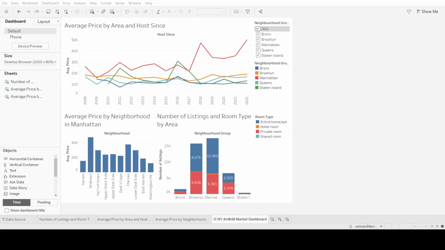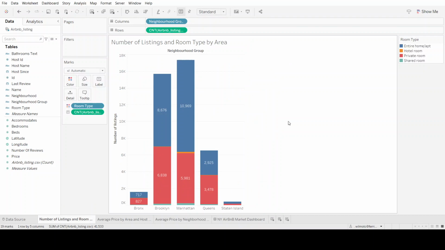This is for ISIN 300 with Professor Ruba, and this is my Tableau project presentation. As you can see here, this is the dashboard that I've created. I used the New York City Airbnb dataset, and let's look at these sheets one by one. Starting at the first sheet, we have number of listings by area.